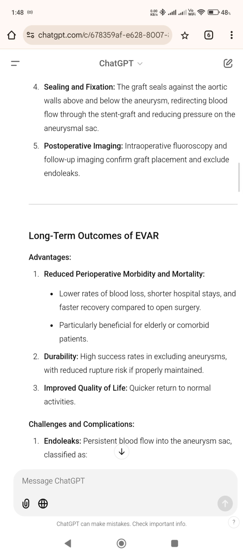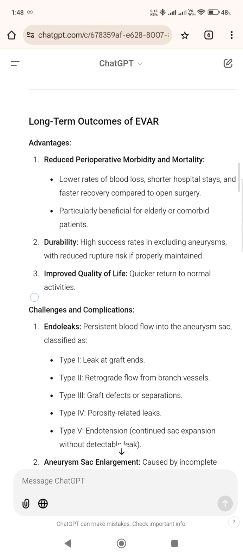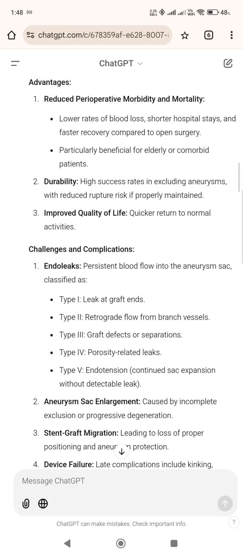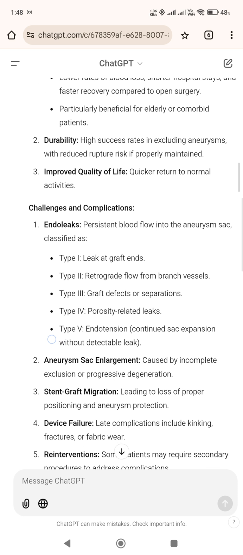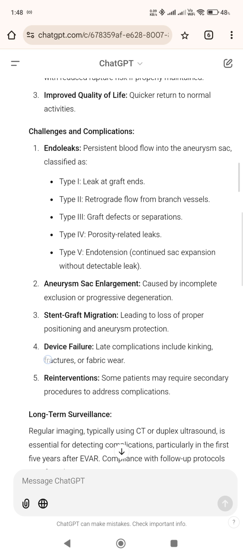Long-term outcomes of EVAR. Advantages. 1. Reduced perioperative morbidity and mortality. Lower rates of blood loss, shorter hospital stays, and faster recovery compared to open surgery. Particularly beneficial for elderly or comorbid patients. 2. Durability. High success rates in excluding aneurysms, with reduced rupture risk if properly maintained. 3. Improved quality of life. Quicker return to normal activities.